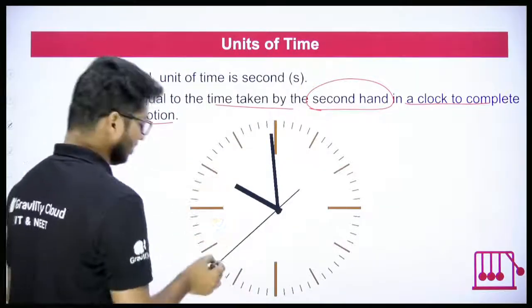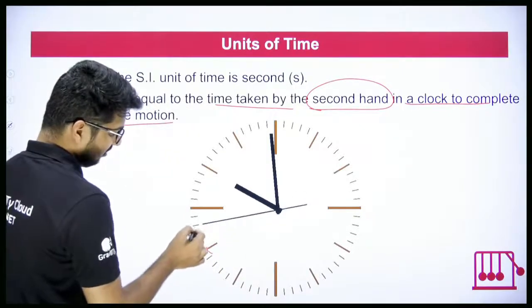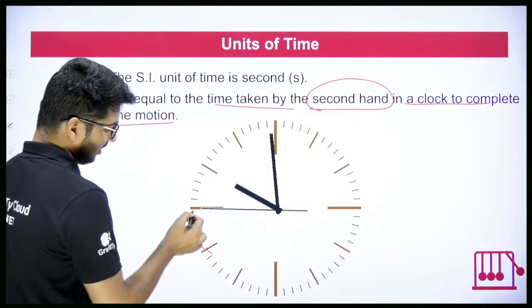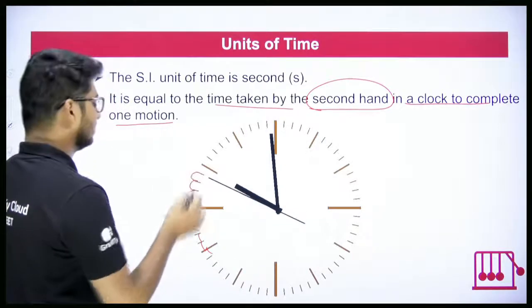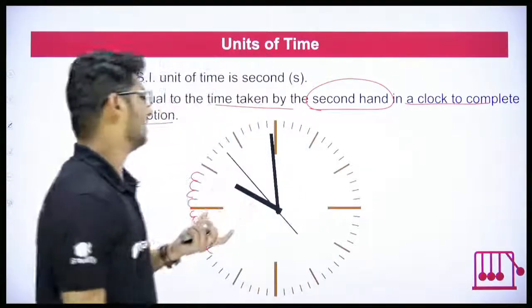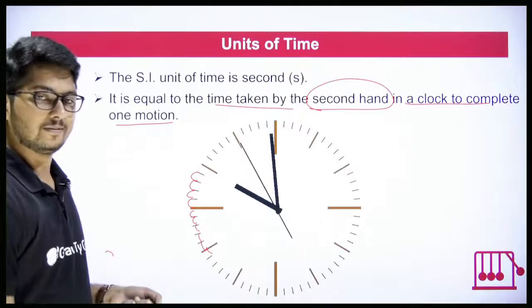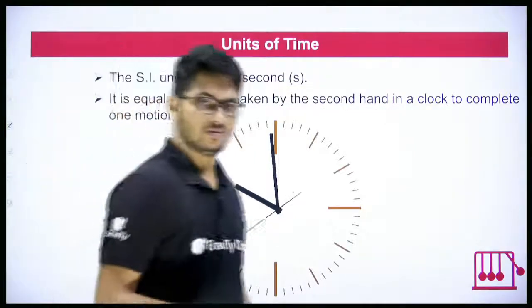One motion is from here to here: 1 second, 1 second, 1 second, and so on. So every single motion of the second hand is how much? 1 second. Clear? So you can define 1 second in that way, yes or no?